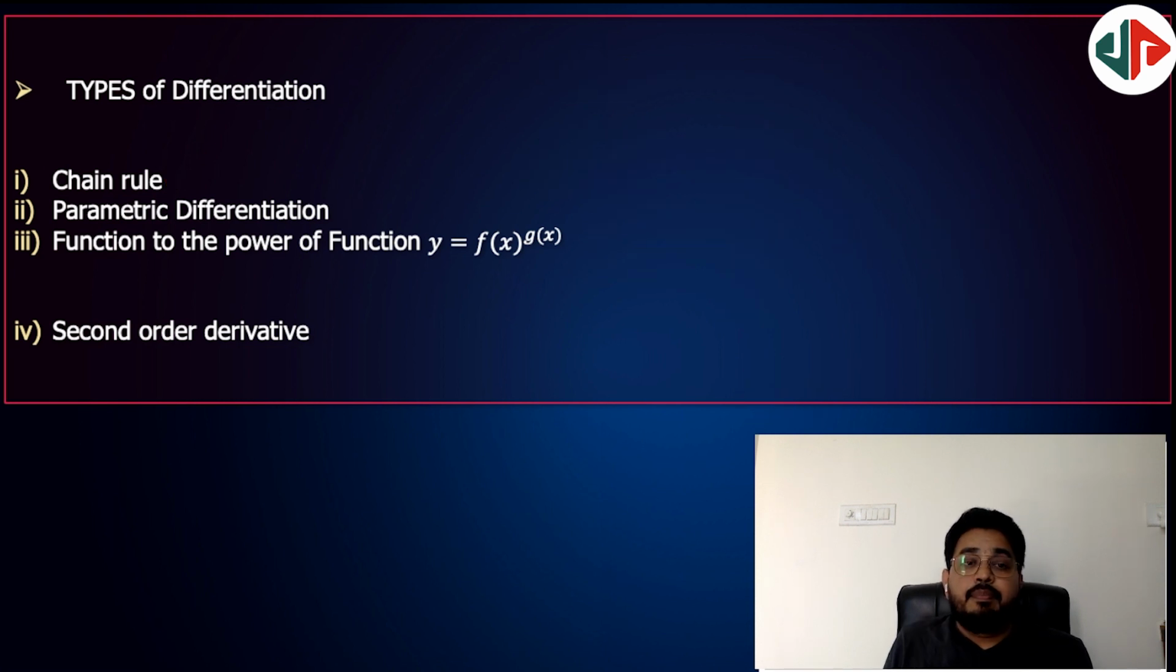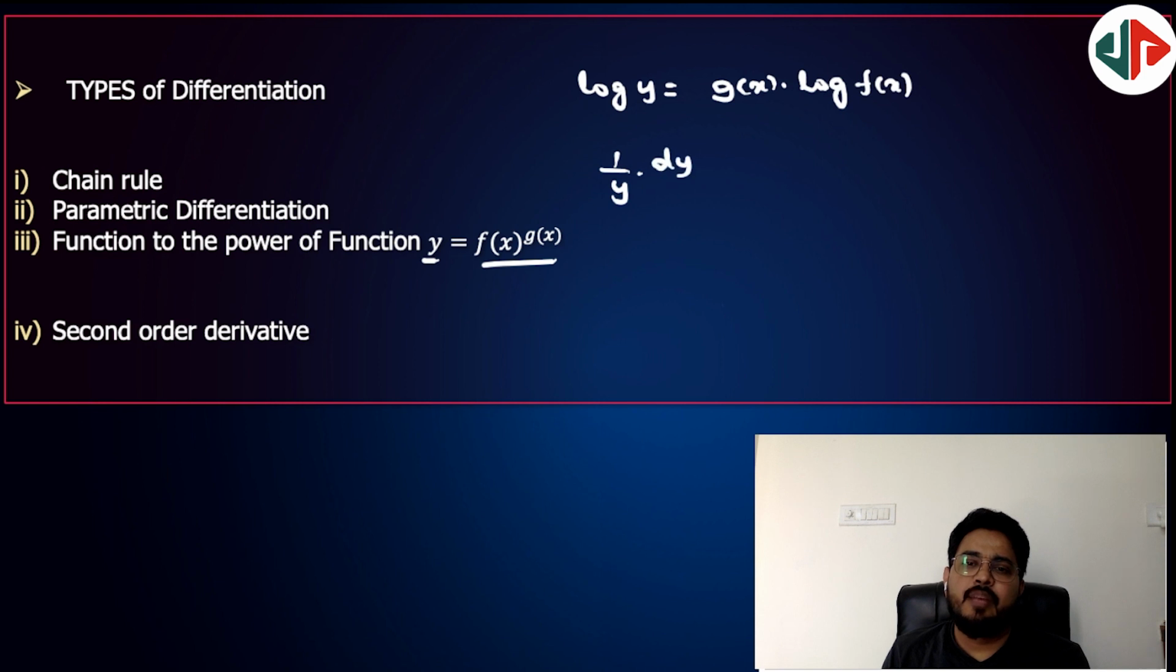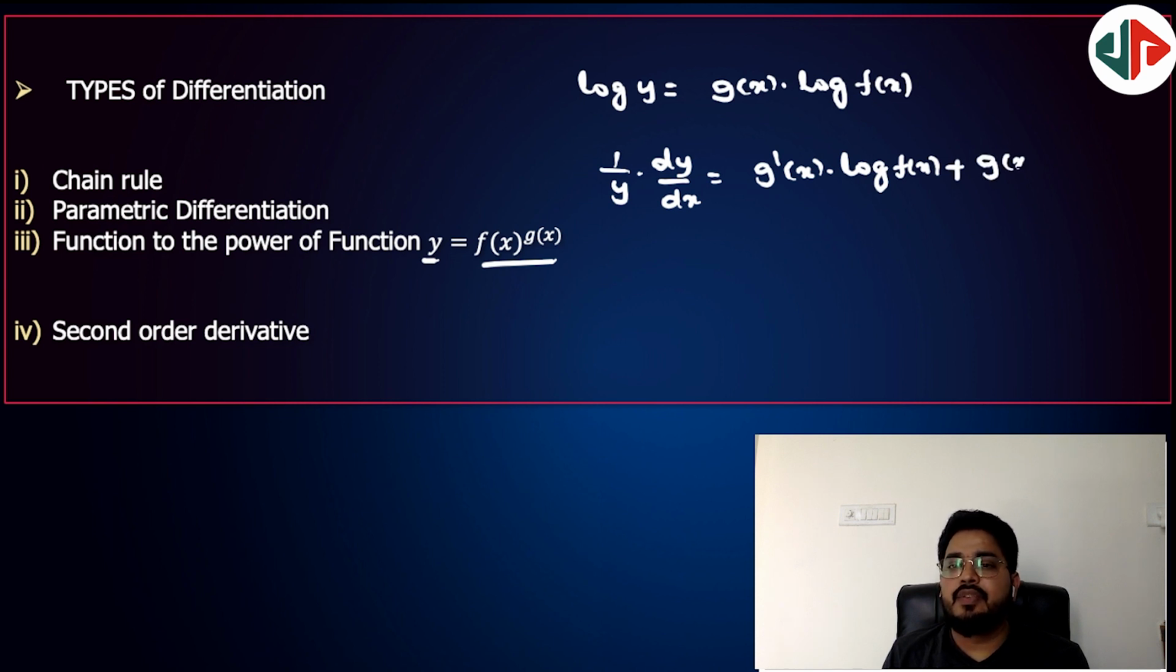Next one is function to the power of function. So simply take log: log y is equal to g of x into log f of x. Now 1 by y dy by dx is equal to g dash of x into log f of x plus g of x into derivative of log f of x, which is 1 by f of x into f dash of x.